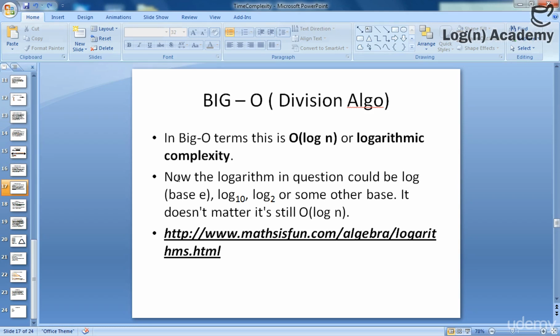So what is the complexity now? The complexity is logarithmic, right? So the big O term is O of log of n, or you can say logarithmic complexity, right? Now the logarithm in question could be, okay, with logarithms we know that logarithm works on a base.